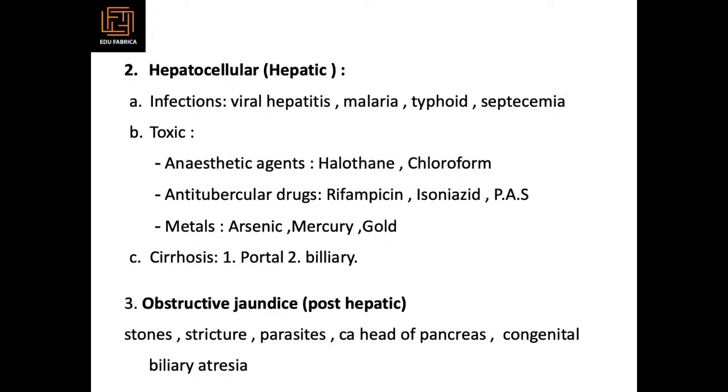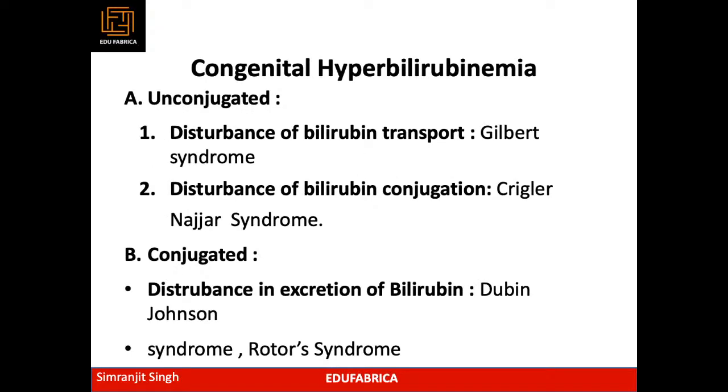Third one is your obstructive jaundice. This is post-hepatic, like stones, stricture, parasites, congenital biliary atresia.